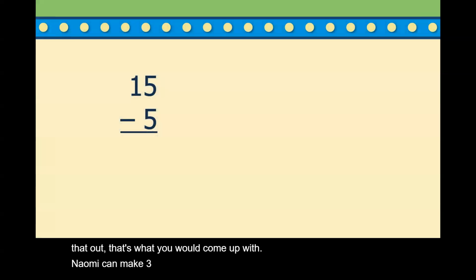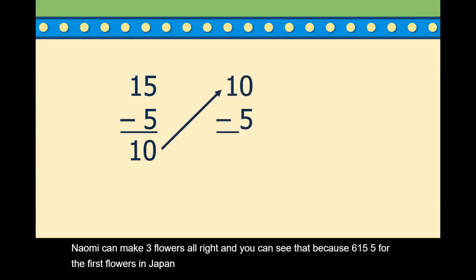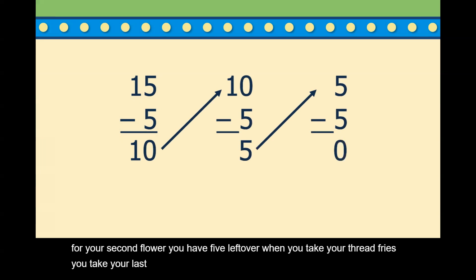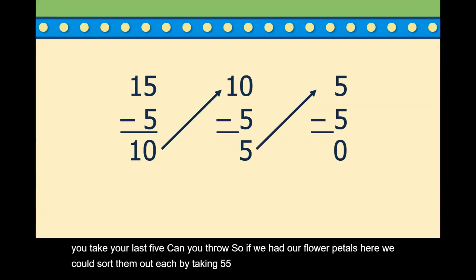All right. And you can see that because 15 minus 5 for the first flower, and you have 10 left over. You take those 10 and you take away 5 for your second flower. You have 5 left over. And you take your third 5, and you take your last 5, and you have 0. So if we had our flower petals here, we could sort them out each by taking 5 away each time.